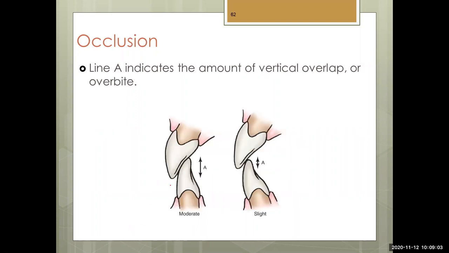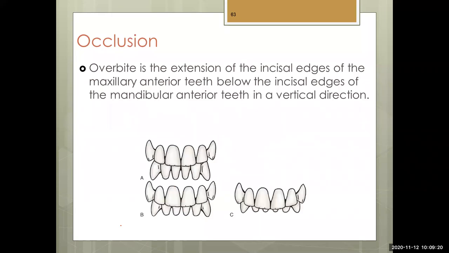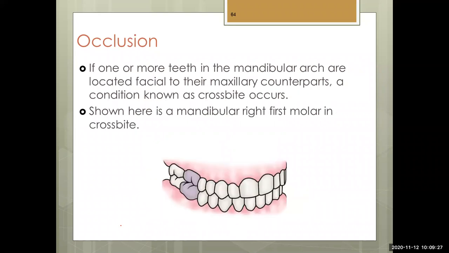Versus overbite, where you're going to be doing slight, moderate, and deep or severe, because the vertical overlap is overbite. So know the difference between horizontal and vertical. Cross bites.